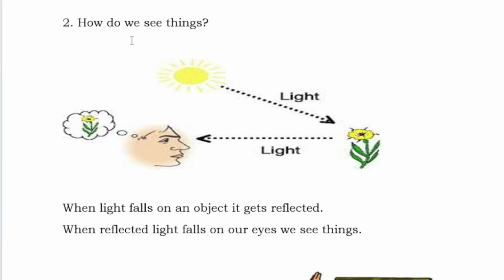Question 2. How do we see things? Look at the picture. Source of light, object, and our eyes. Light from sun is falling on the flower. This light is getting reflected. This reflected light is falling on our eyes. So, we can see the objects. When light falls on an object, it gets reflected. When reflected light falls on our eyes, we see things.